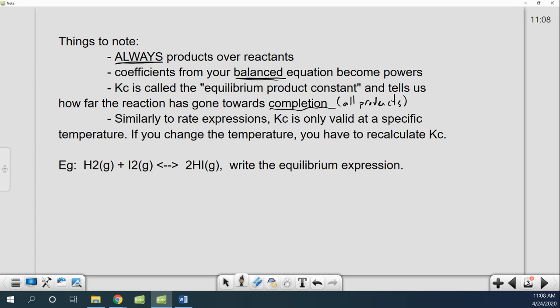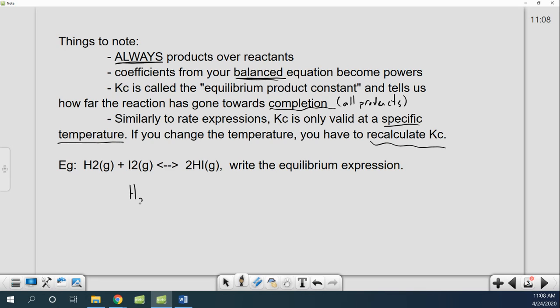And similarly to the rate expressions we looked at in the last unit, that product constant is only valid at a specific temperature. Right? Remember how we were looking at rate tables, and if you change pressure or you change temperature, you'd have to redo your experiment basically. You couldn't use k anymore. It's the same with this. If you change temperature, you would have to recalculate K. And again, we're talking about why later in this unit here, but let's look at an example first.